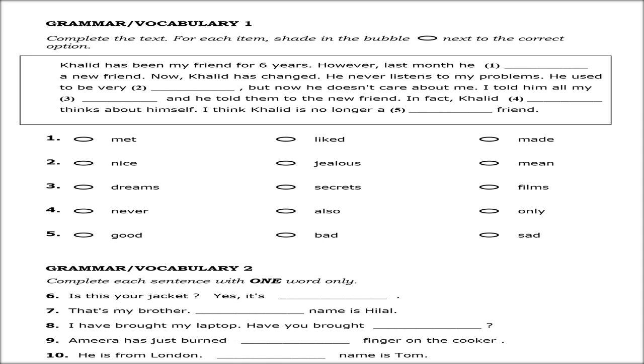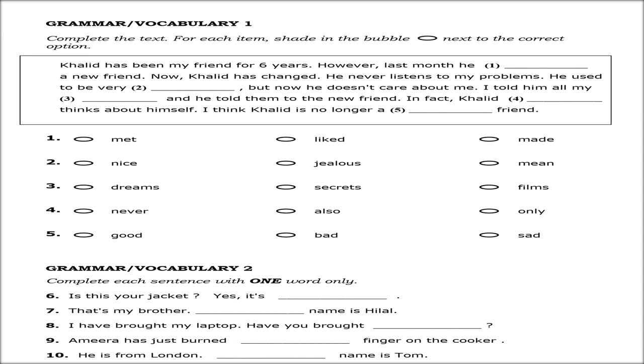In fact, Khalid only thinks about himself. I think Khalid is no longer a good friend.